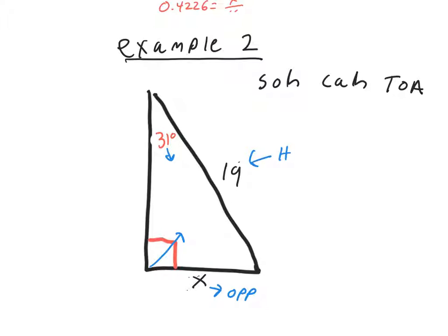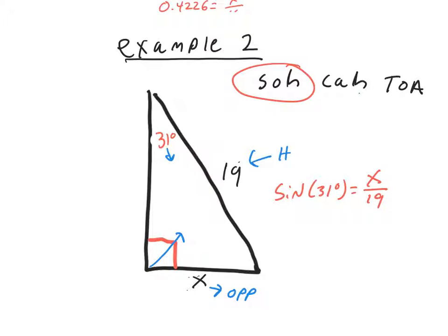So it is not cosine because that's AH. It is not tangent, is it OA? It is in fact sine, which is OH. So we're going to do sine. So we're going to do sine of 31 degrees equals, and sine is opposite over hypotenuse, so x over 19.